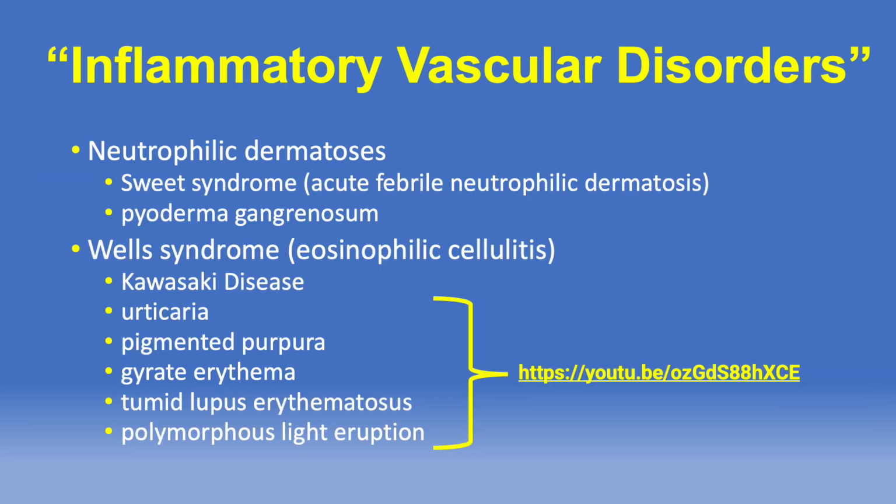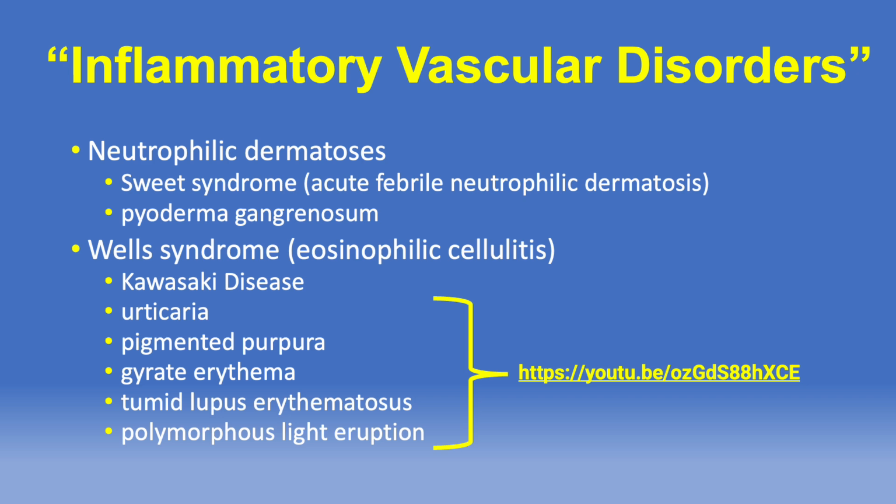Truth be told, it seems to me that inflammatory vascular disorders could include really anything you want under the sun of inflammatory dermpath, but I will conclude here with a discussion of neutrophilic dermatoses and Wells syndrome. And it turns out that many of the other seemingly myriad list of diseases that others include under inflammatory vascular disorders, I actually have included in my lecture on perivascular dermatitis, so I'll refer interested learners to that lecture in the link shown.